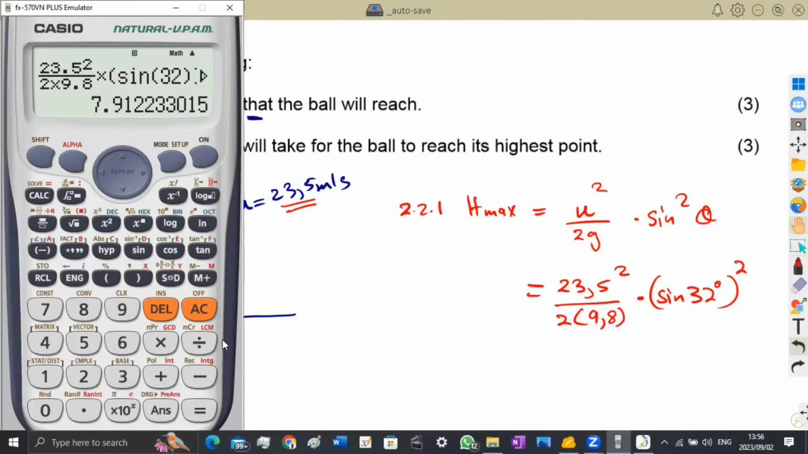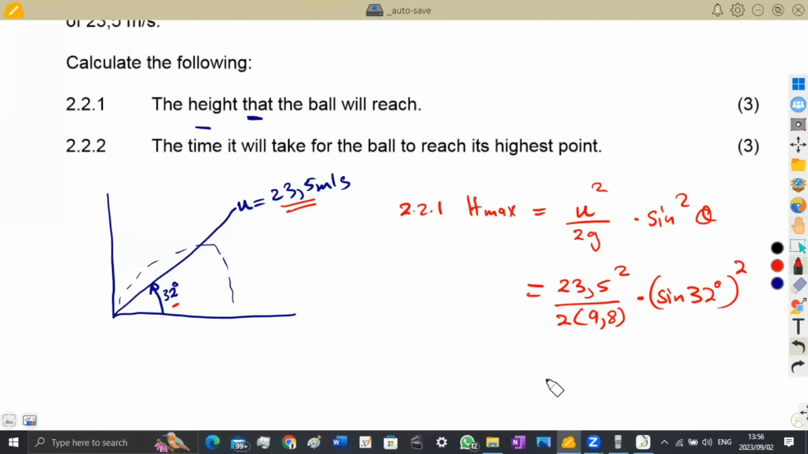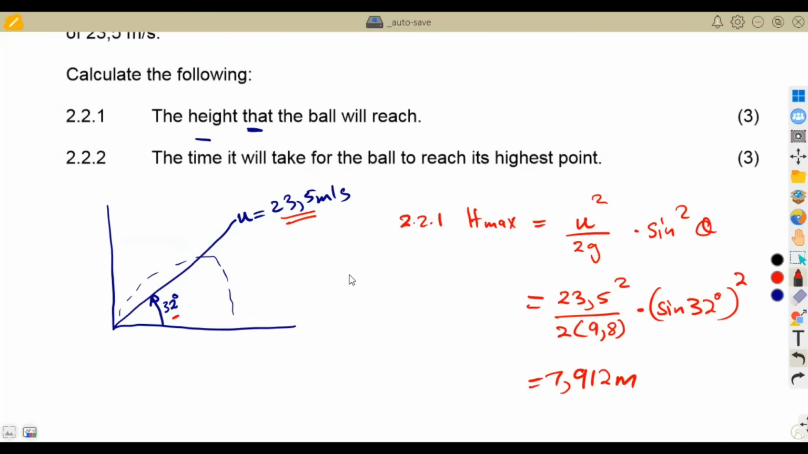All right, so that will be 7.912. So we are going to obtain, in this case, 7.912 in meters. So that is the idea of the question. You have to be very, very careful how these questions are given. Then the other part of the question is asking us to calculate the time it will take for the ball to reach the highest point.